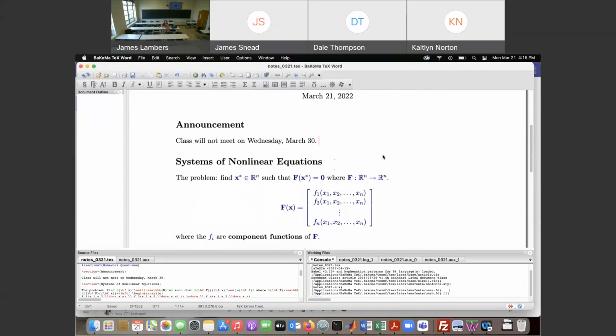Here's the problem that we're going to solve. We have a function capital F that has n inputs, n outputs, so that's R^n to R^n, and it has these component functions, n of them, each one a function of n variables that returns a scalar. So capital F of x is a vector quantity, and we want to find a point in R^n, x star, such that capital F of x star is equal to 0. So we will find a solution to a system of n nonlinear equations in n unknowns.